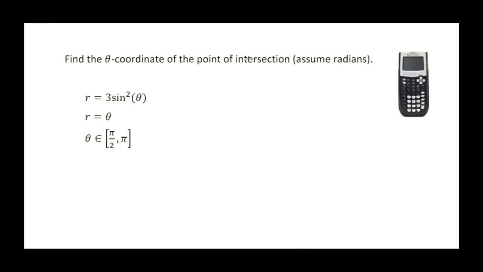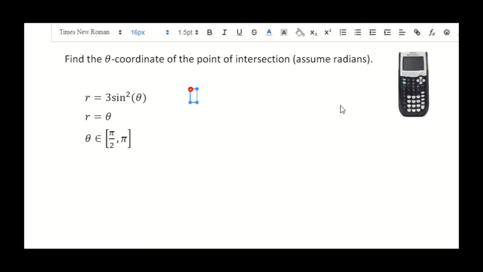Number 6 here, I've got one last problem for you. This is another calculator problem. Find the theta coordinate of the point of intersection. And we're going to assume radians here. And really, in general, you should always be assuming radians. So to do this, we're gonna take a similar approach to the problem that we just solved. So basically, go to function mode. And like we did in the previous problem.